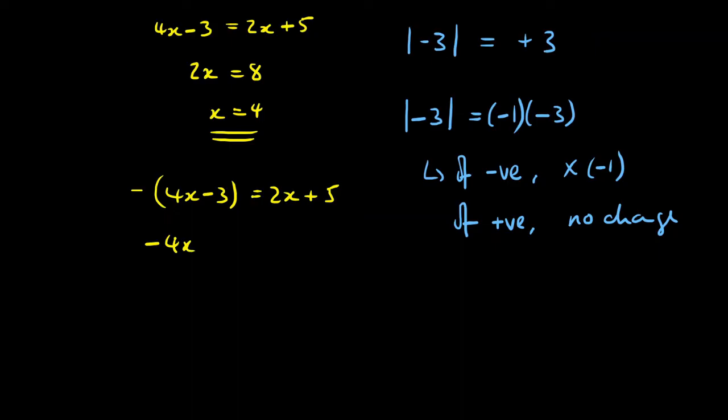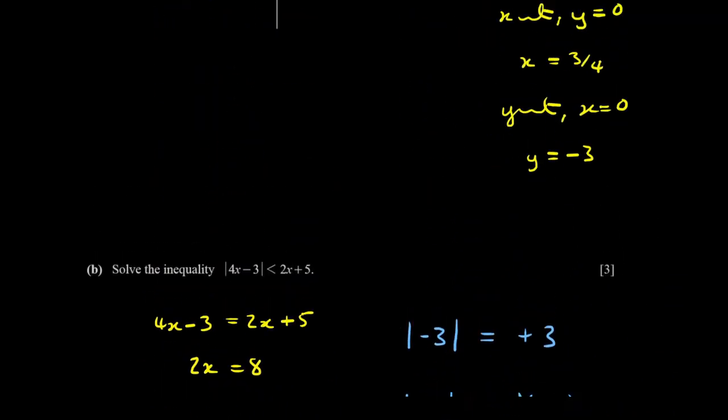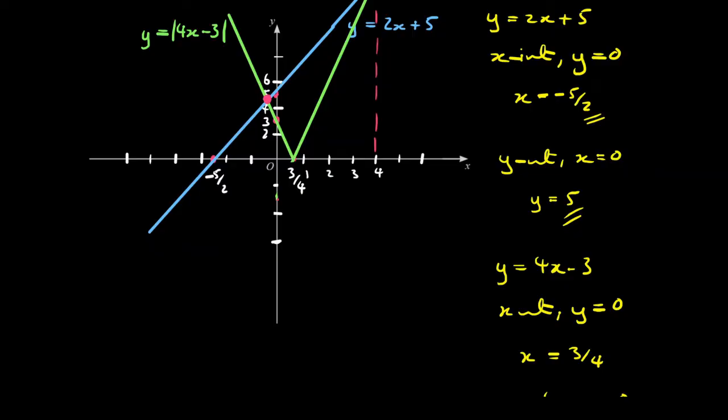Negative 4x plus 3 is equal to 2x plus 5, which means that 6x is equal to negative 2, which means that x is equal to minus a third. And again, that should tally up with our graph. So if I go back to my graph and ask what's that x coordinate there? Yeah, I could believe that x coordinate is negative a third.